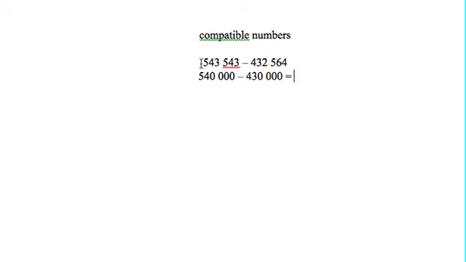So if we were to look here, 543,543 subtract 432,564. Well, that's going to be a lot tougher for us to subtract rather than 540,000 subtract 430,000. So that's compatible numbers. And then we'll get into rounding.